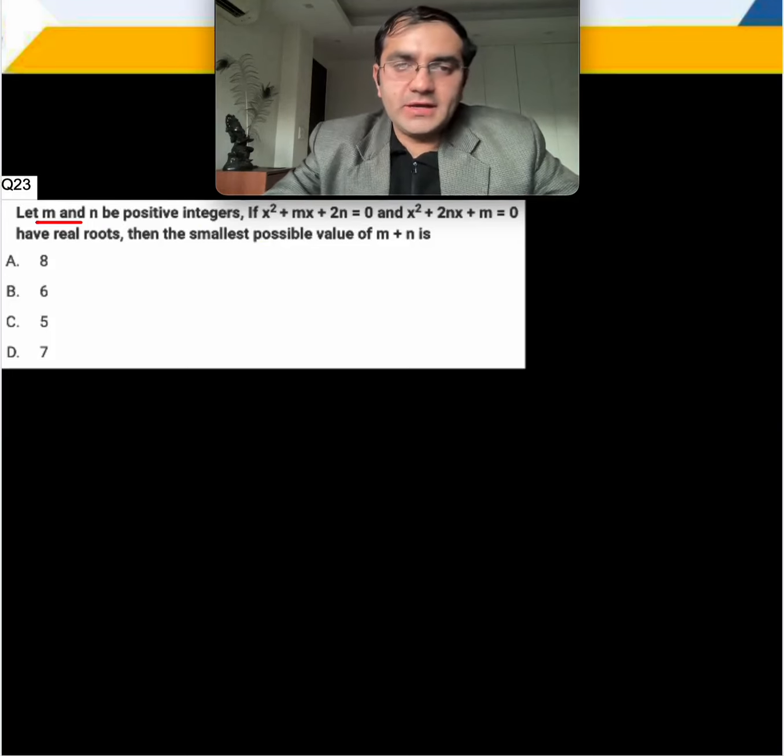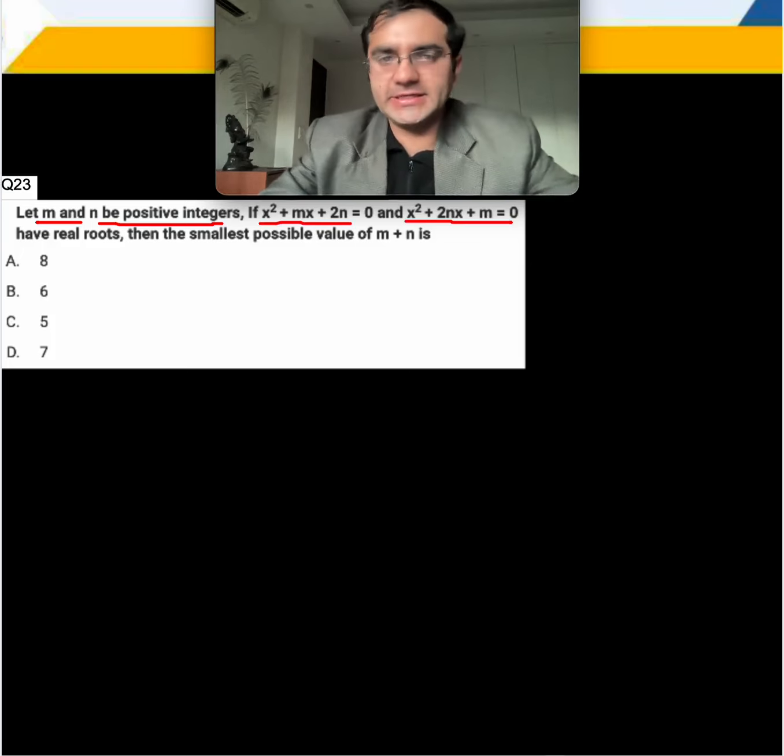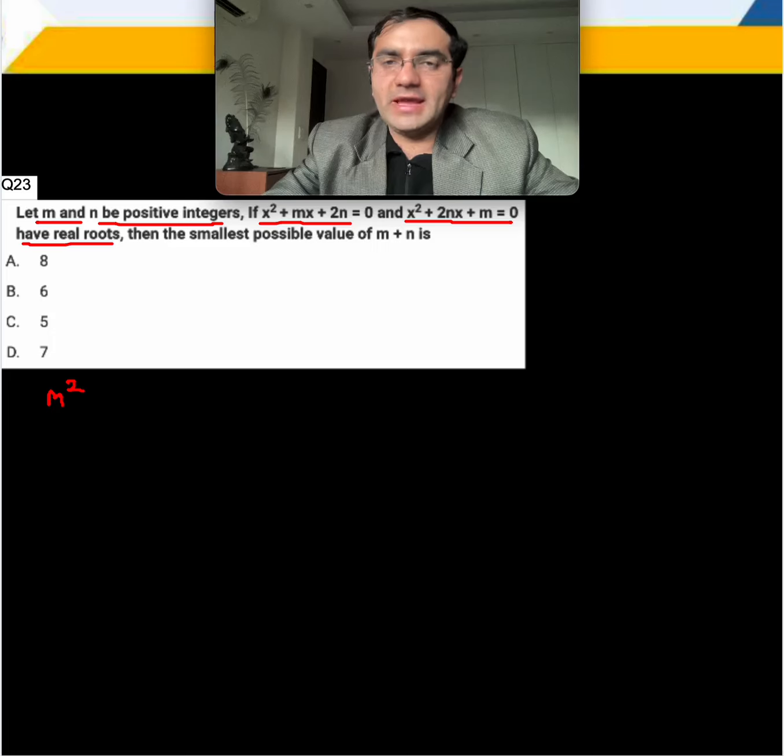You have m and n as positive integers, and two quadratics are mentioned. They have real roots. Real roots means D is greater than or equal to 0. Then the smallest possible value of m plus n is. Okay? So now we'll take D greater than or equal to 0.